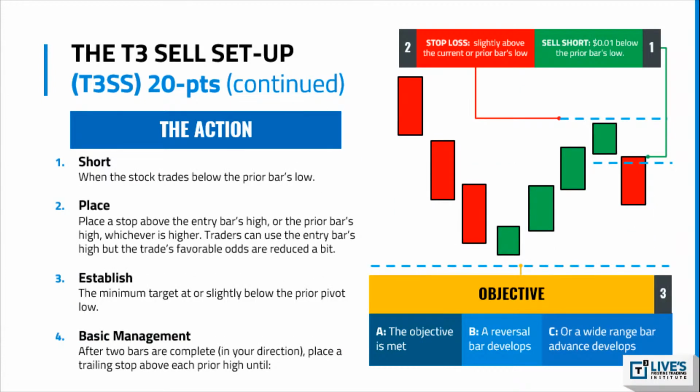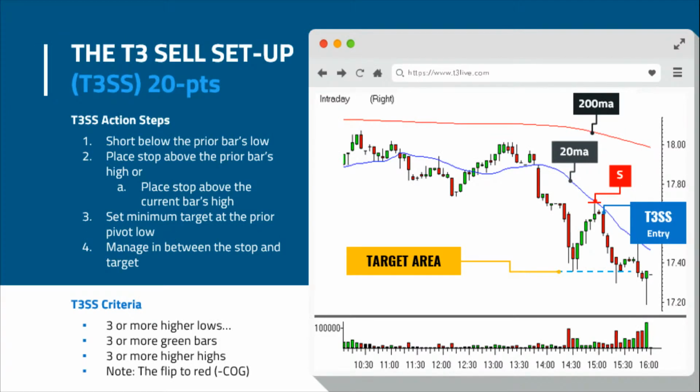And then same thing, short under the last green bar's low, stop above the high, and then target the prior pivot low. After 2 bars in your favor, you can go bar by bar. Sometimes you can get a lot more than your target as the stock continues lower. This is an example of a real chart, real sell setup, right?